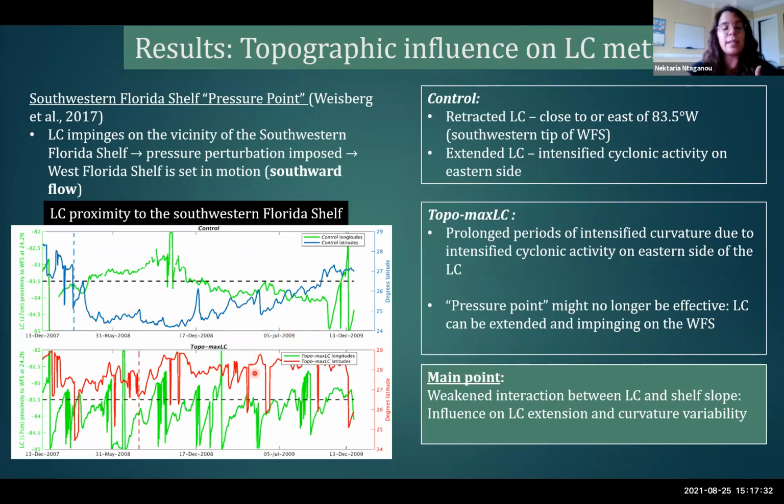This is not evident in the modified topography experiments, in which the loop current can be both extended and impinging on the shelf at the same time, as we see in many periods in the modified topography simulation. This implies that the interaction between the shelf slope and the current must be weakened, and that this might have an effect on the loop current extension and curvature variability.